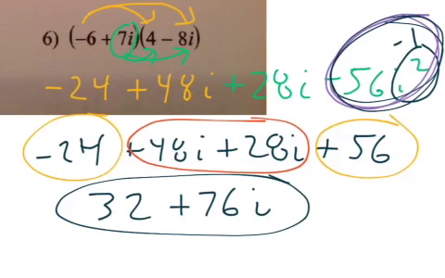And that is a conclusion of the review on complex numbers. We covered adding, subtracting, and multiplying. The only thing left is to do division and conjugates, but I think that one we should save for a separate video.